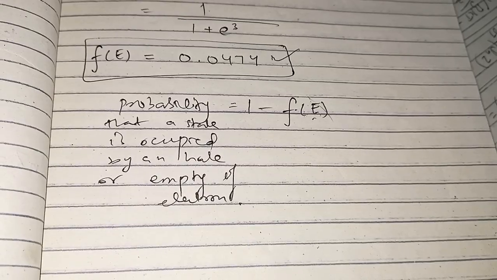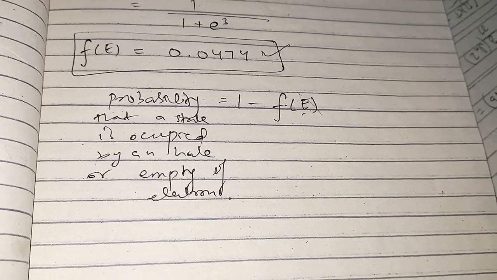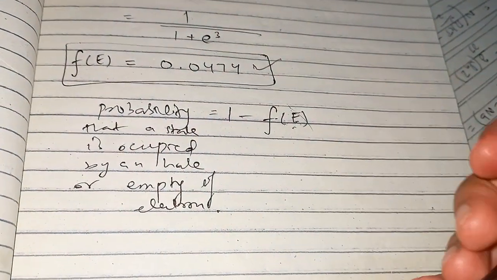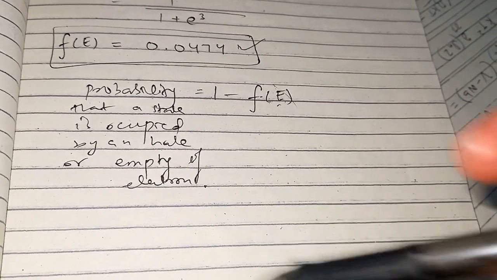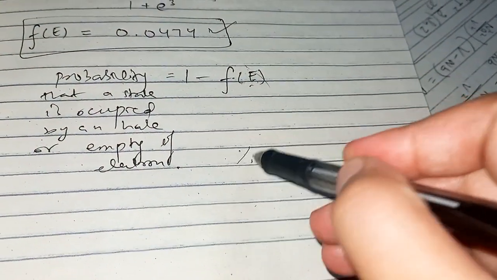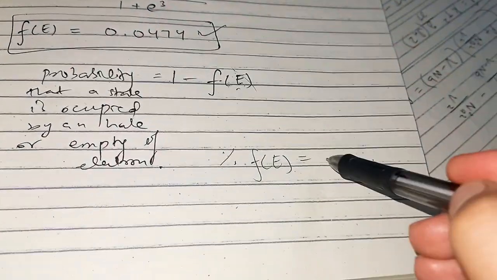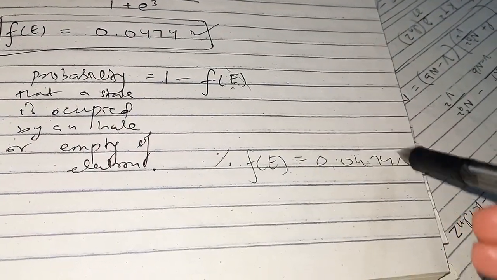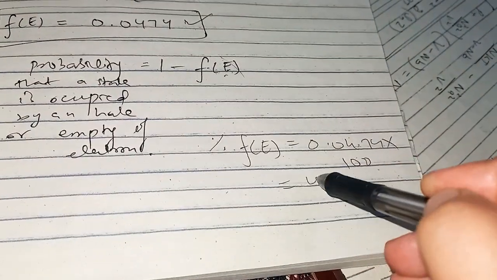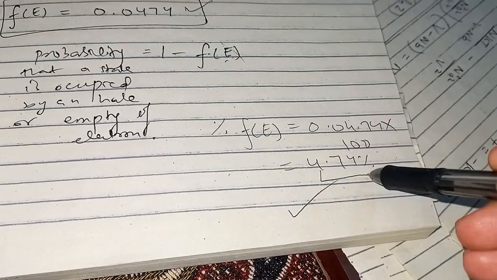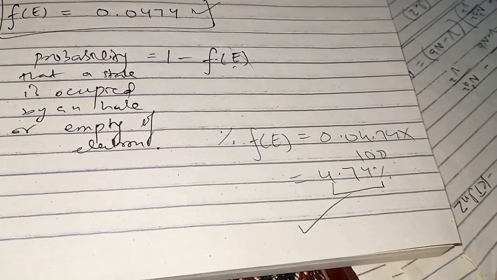Okay, and if you want to find out the percentage probability, then you have to simply multiply this probability with 100, and you will get the percentage probability. For example, percentage probability that the state is occupied is 0.0474 multiplied by 100, and you will get 4.74%. Okay, this is the probability that the state will be occupied in terms of percentage.